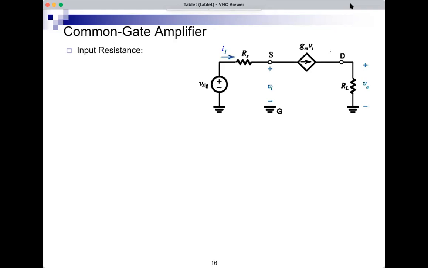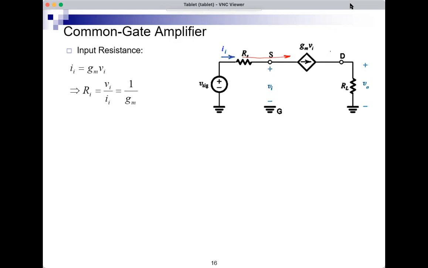Input resistance is Vi over Ii. So this input current is obviously flowing. There's a single loop in this circuit, so this current is flowing like this, and therefore must be equal to gm Vi. The input current Ii must be gm Vi. And we know that the definition of input resistance, Ri, is Vi over Ii, so 1 over gm. So the input resistance in this case is 1 over gm. gm for a MOSFET is, say, around 1 milliamp per volt. So the input resistance here is around 1K, in the range of kilo ohms.